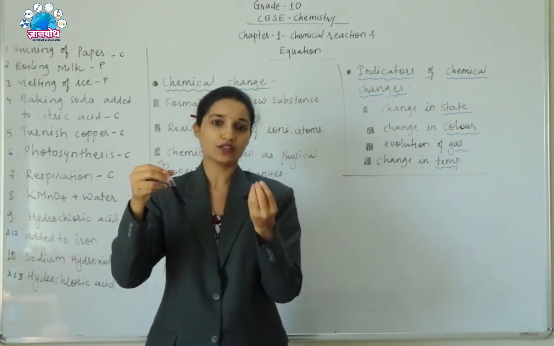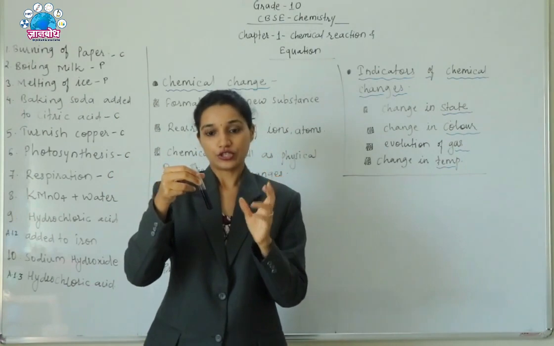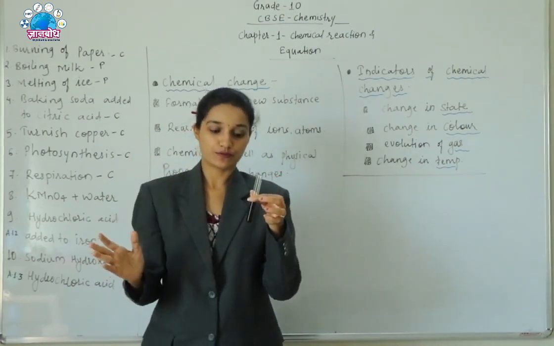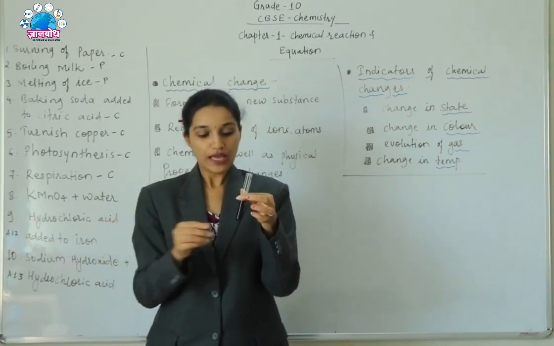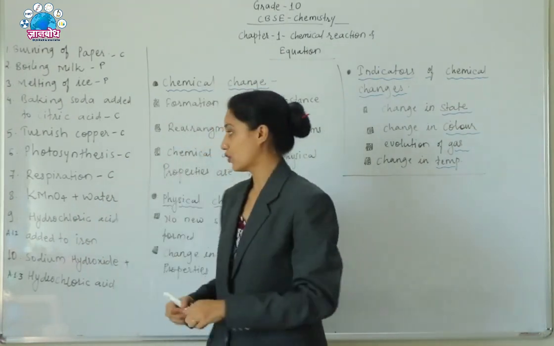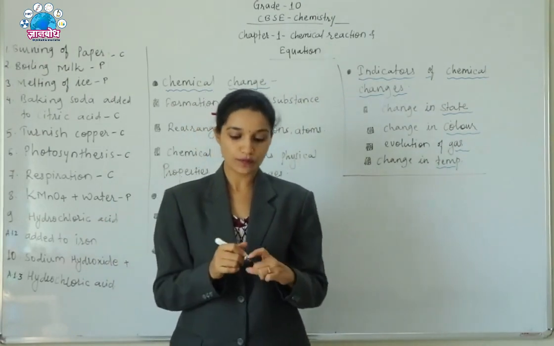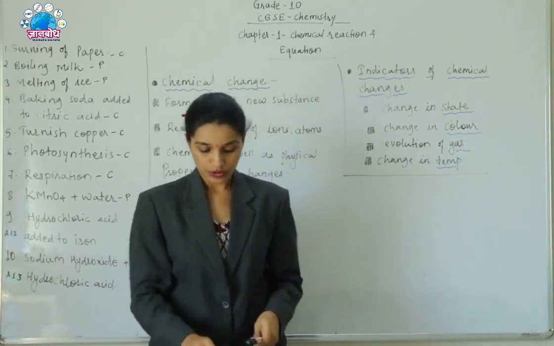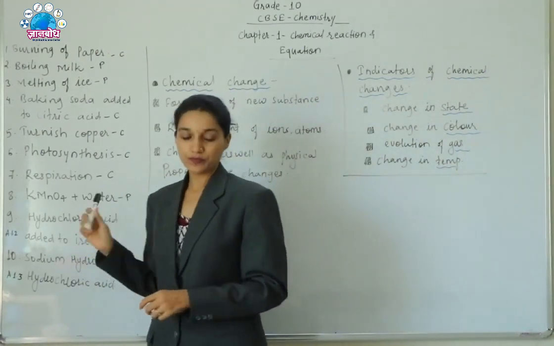So depending on the concentration of KMnO4, the color also changes. So here you can observe that no new substance is formed. This is an aqueous solution of KMnO4, and therefore this is a good example of physical change, because no new substance is formed, only KMnO4 is dissolving in water. Okay, so the next example is hydrochloric acid added to iron.